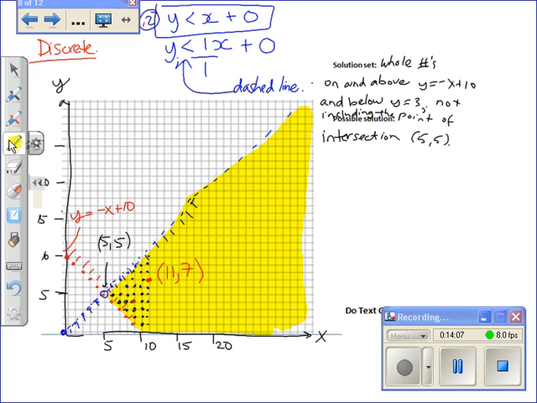So one possible solution would be the point (11, 7). In other words, that point would satisfy both of those linear inequalities. Okay, and that would be a possibility.